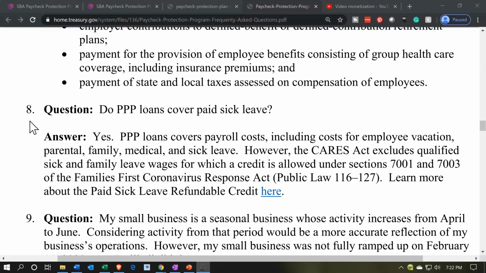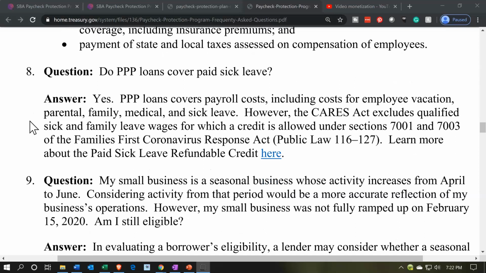Question 8: do PPP loans cover paid sick leave? Answer: yes. PPP loans cover payroll costs, including costs for employee vacation, parental, family, medical, and sick leave. However, the CARES Act excludes qualified sick and family leave wages for which a credit is allowed under Sections 7001 and 7003 of the Families First Coronavirus Response Act, Public Law 116-127.